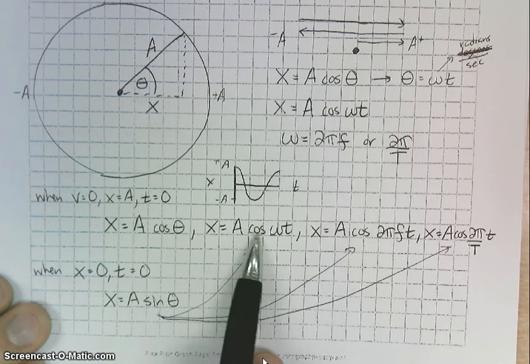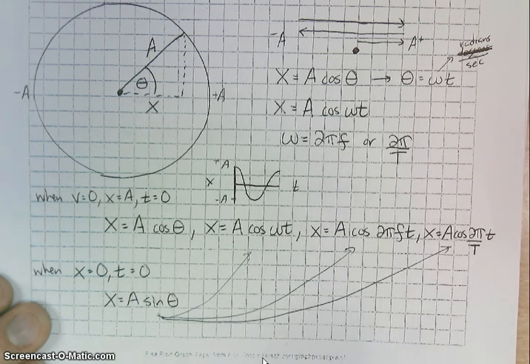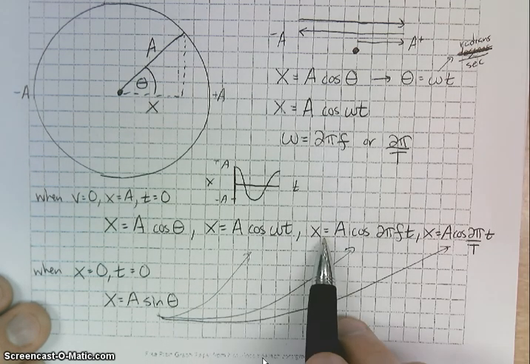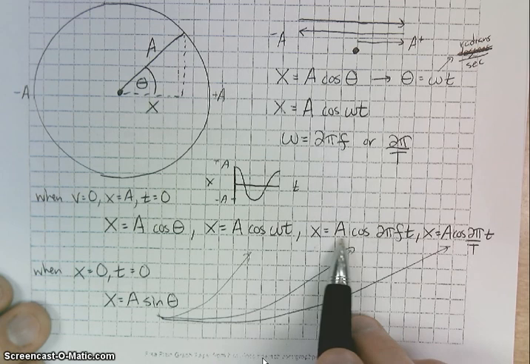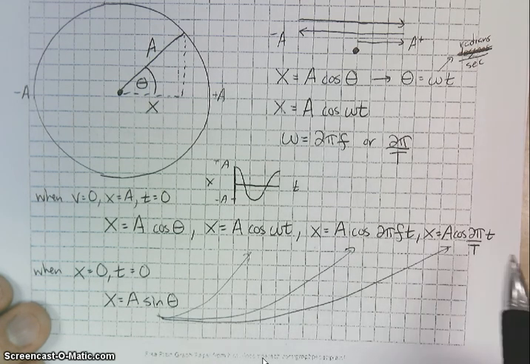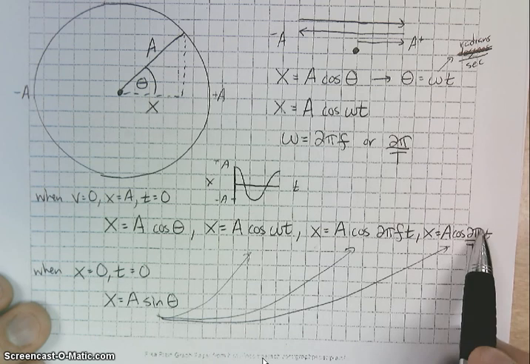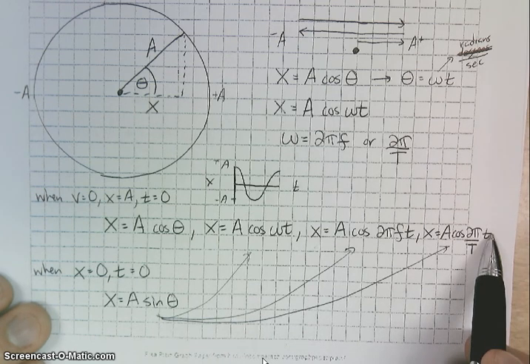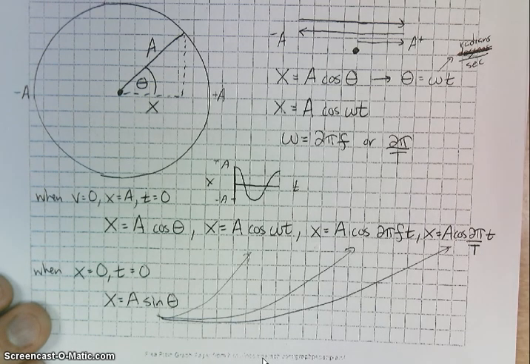X could be cosine of omega t, which I talked about up there. But I can make some substitutions as well. We could say that A is the cosine of 2 pi f times time, and I could also say that A is cosine 2 pi over the period times time. You could use any of those, okay?